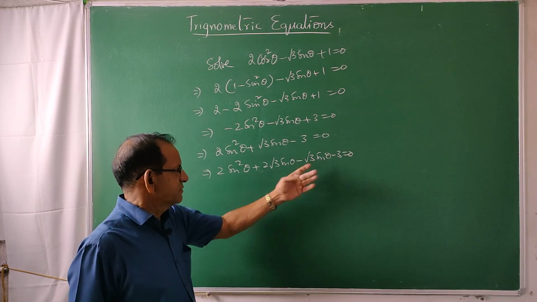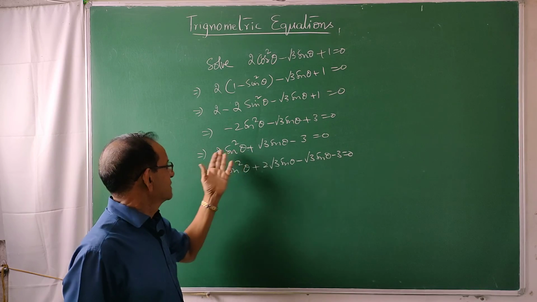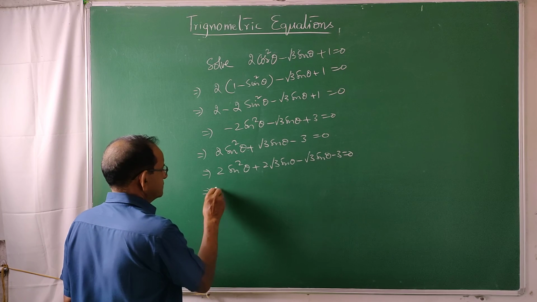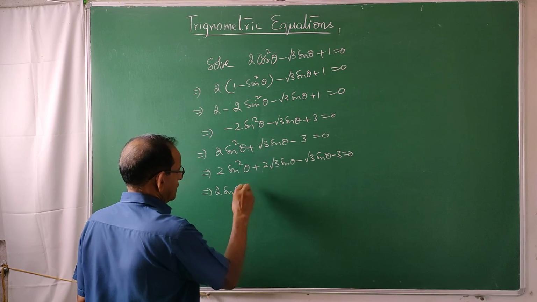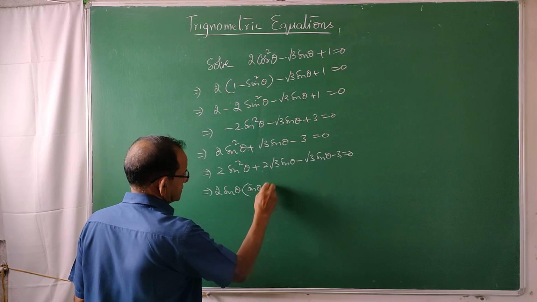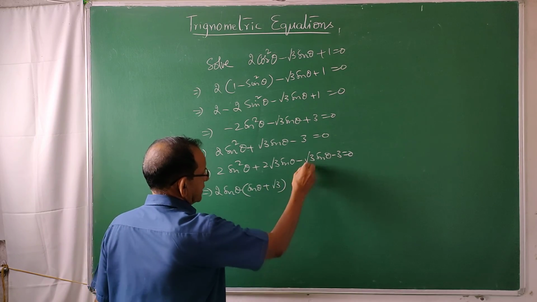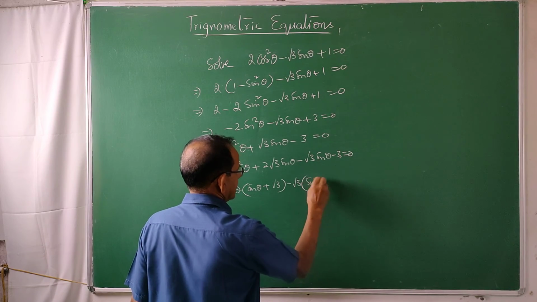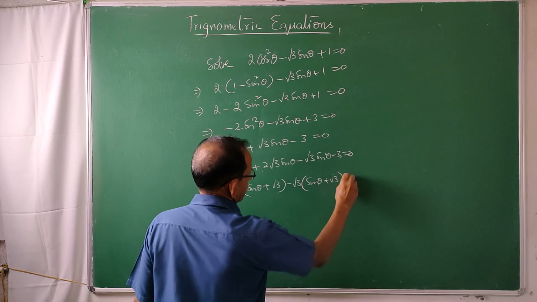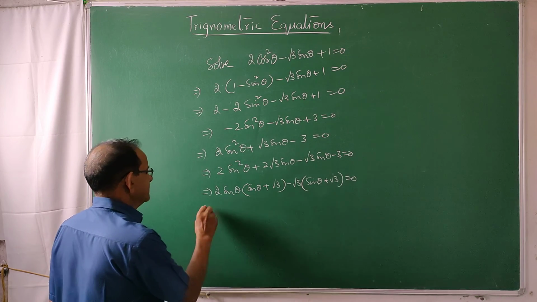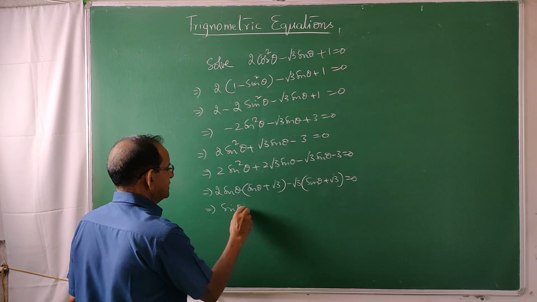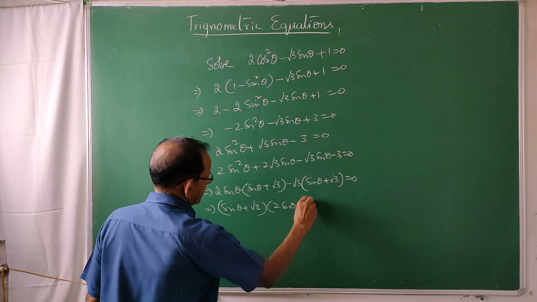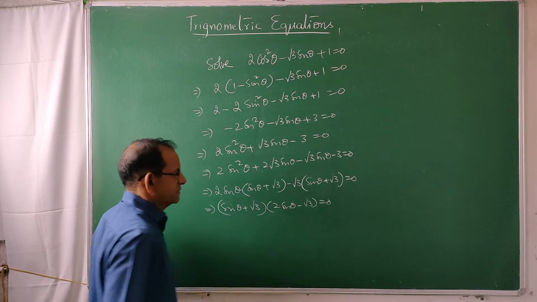2 root 3 sin theta into minus root 3 sin theta is minus 6 sin square theta. So take 2 sin theta common, still sin theta plus root 3. Here you take minus root 3 common, sin theta plus root 3 equal to 0. So this is sin theta plus root 3 into 2 sin theta minus root 3 is equal to 0.